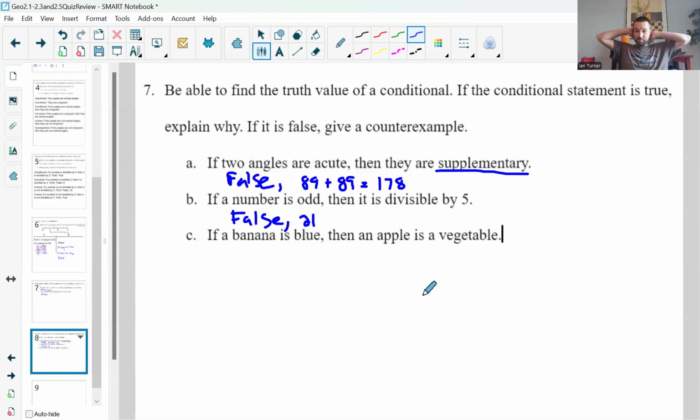Lastly, if a banana is blue, then an apple is a vegetable. Kind of a fun one. There might be blue bananas somewhere. I've never seen one. So we're going to say true by default because the hypothesis is false. I haven't seen a blue banana. If you find one, send me a picture. And so it doesn't matter what the conclusion is because that first hypothesis is false.